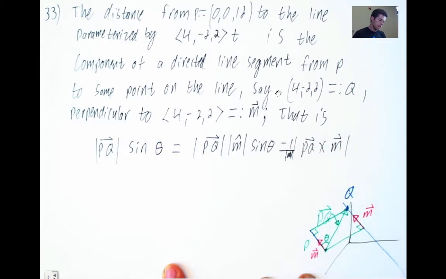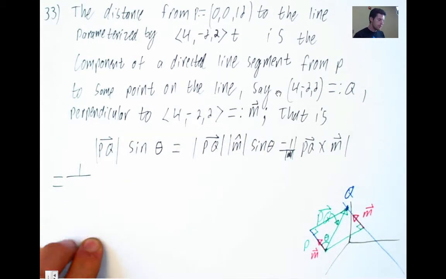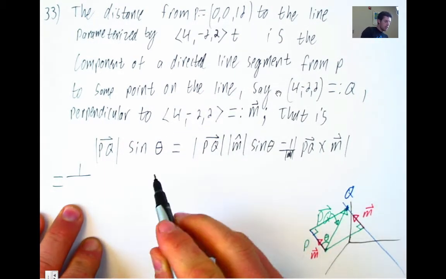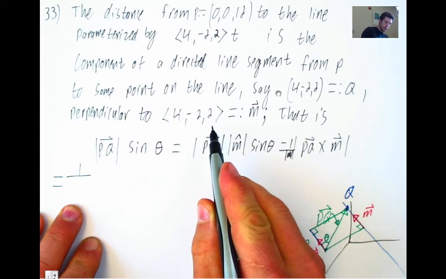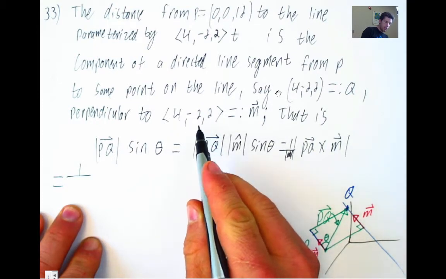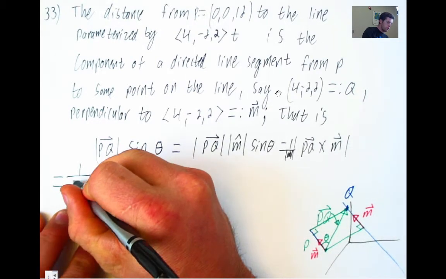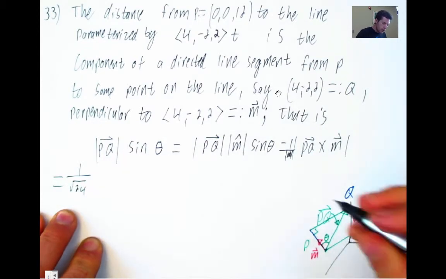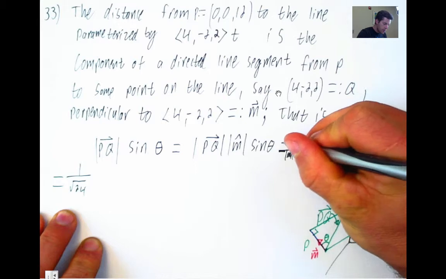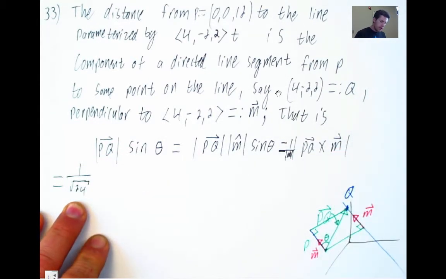Good. Let me now run this calculation. I've got 1 over the magnitude of M. The magnitude of M is 4 squared plus 2 squared plus 2 squared, so 16 plus 4 plus 4. 16 plus 4 is 20, so it's 24. So I'm looking at the square root of 24. Sorry, looking back at this, it looks like a minus sign. So 1 over the square root of 24, that's the 1 over magnitude of M part. Then I've got the PQ cross M.